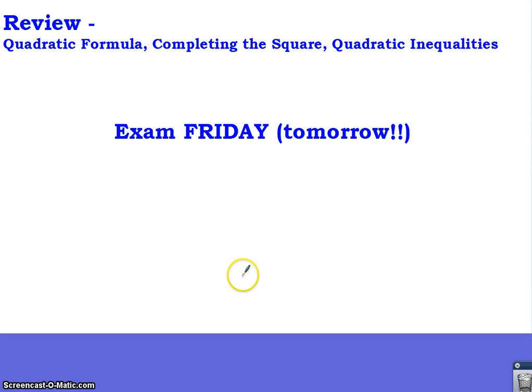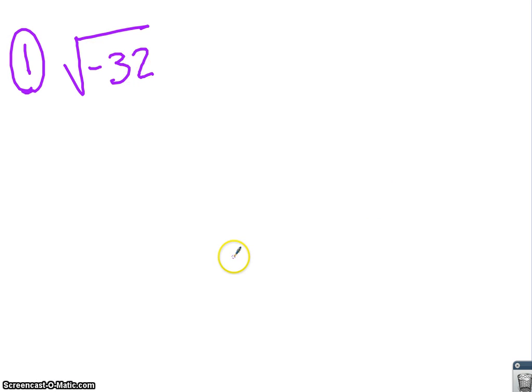This is for Algebra 2. This is the review over quadratic formula, completing the square, and quadratic inequalities. The first few problems on here are not actually on your review. They're just going over things you need to be aware of and remember how to deal with.